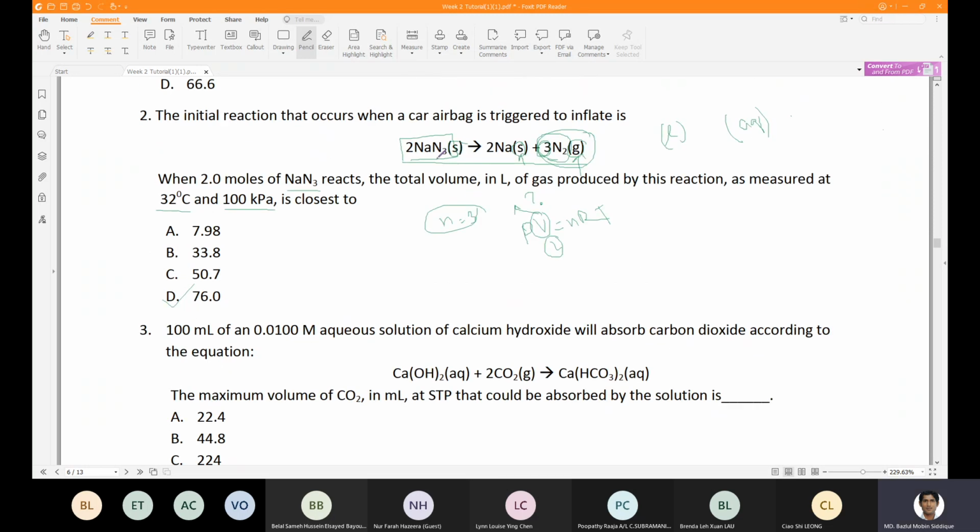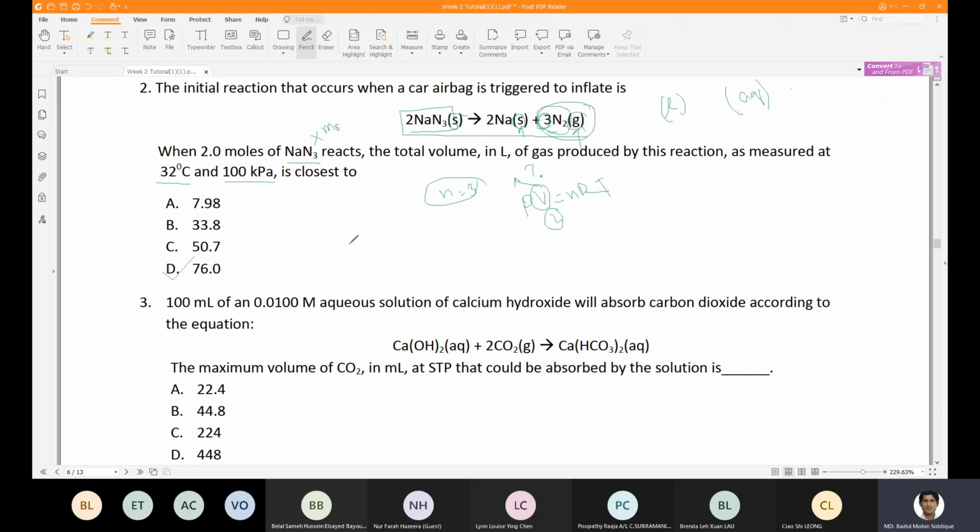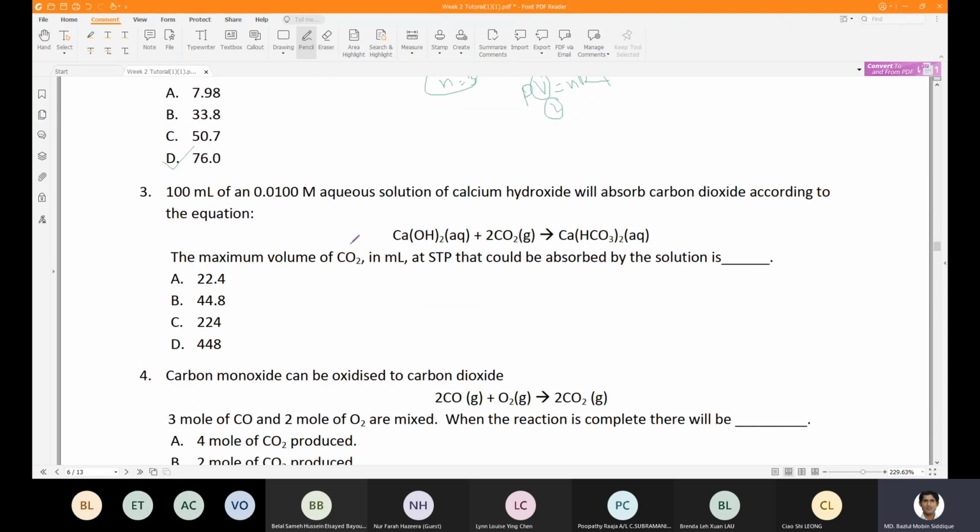So 2 moles of sodium azide means how many grams of it? How do you find it? 2 moles means how many grams? If we just multiply it with the molar mass of sodium azide, then we will find the mass of sodium azide from here, right?